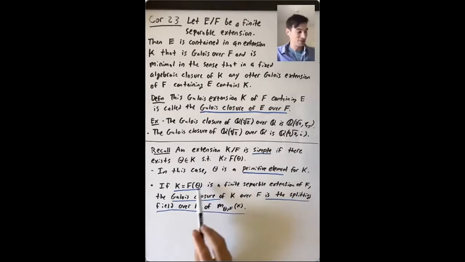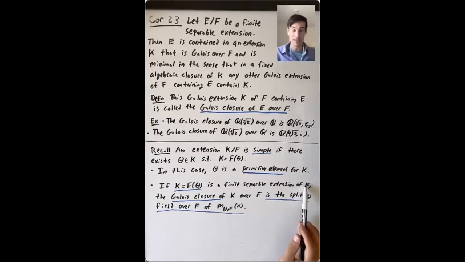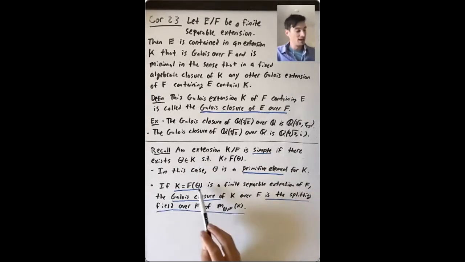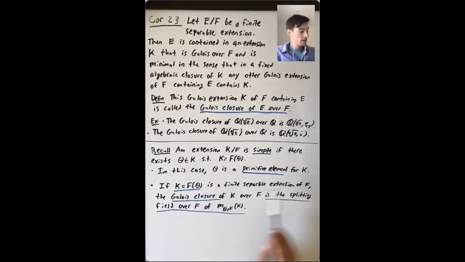So in this situation, K equals F(theta), and this is a finite separable extension, meaning theta is algebraic and the minimal polynomial of theta over F is separable. Then what is the Galois closure of K over F? It is the splitting field over F of this minimal polynomial.